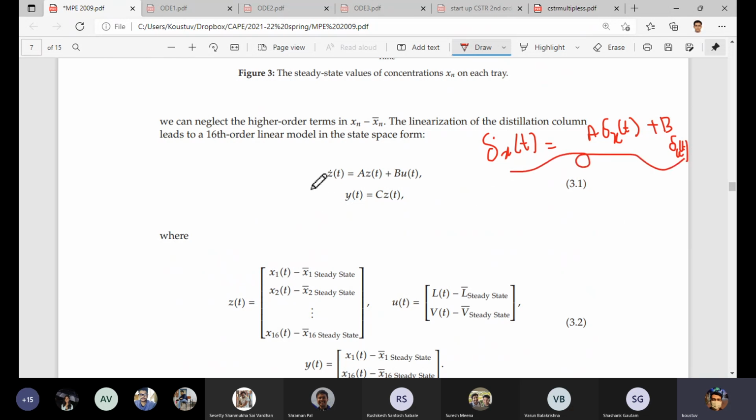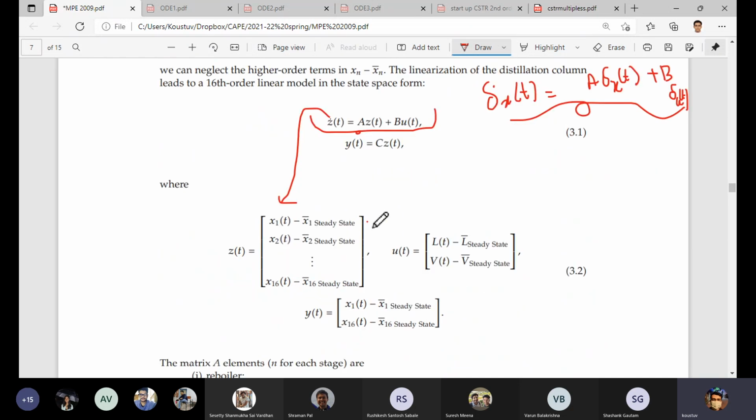In a similar approach we can also make this, and let us now see what are the terms that are present in Z. So Z will contain, there were a total of 16 trays, including the reboiler and condenser. Across each tray we can have x1 minus x bar at steady state. So basically this is the steady state composition across each tray, and this is the deviation variable and the change, the time derivative. Similar to this.